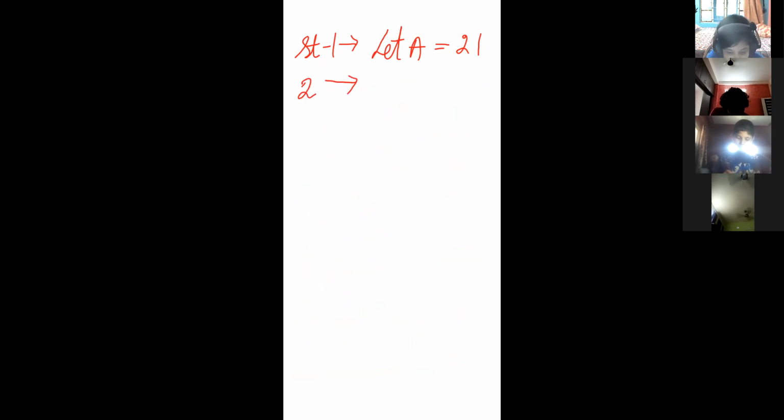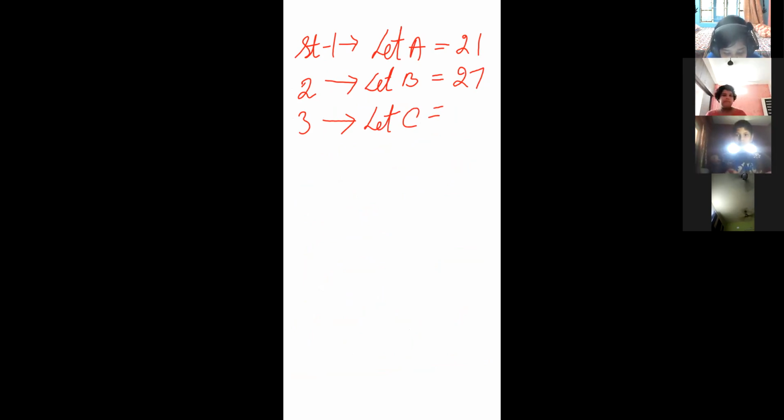Now write step 1. Let A is equal to 21. I am just writing 2, 3 in this way. Let B is equal to 27. I think you can do it yourself. Let D is equal to 36. At last, 59.